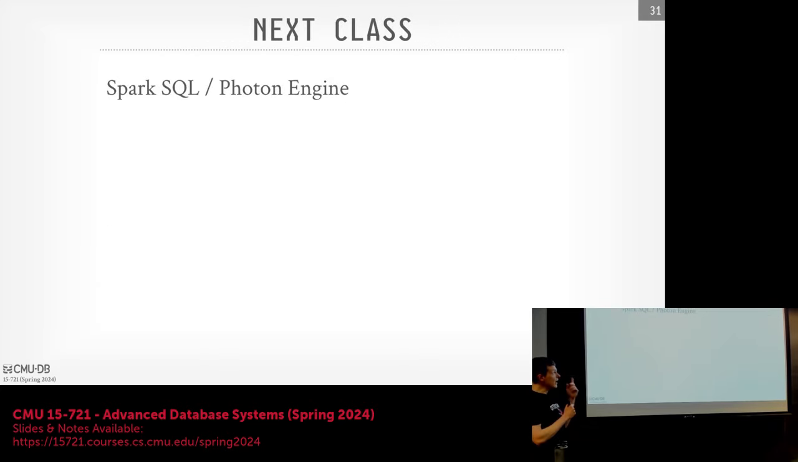All right. Again, next class, we'll talk about Spark SQL and Photon. This is going to be different from the Dremio paper, because the Dremio paper is an entire system. Photon, you're going to see, is going to look like Velox. It's going to be something you embed inside the JVM for the Spark runtime, rather than being its own standalone system. OK? All right, so with that, let's stop now, and let's go outside and check out the eclipse.